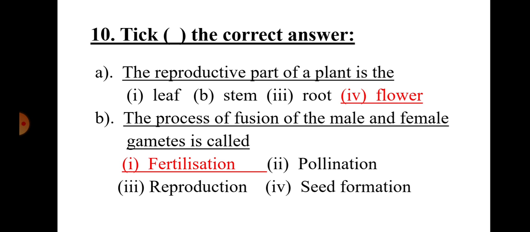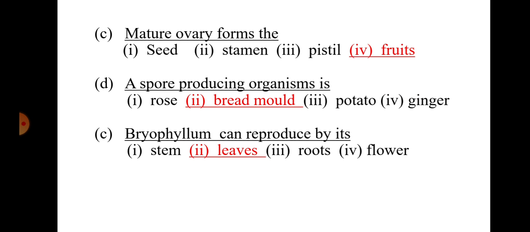Okay. Then C, the mature ovary forms the: first one, seed; second one, stamen; third one, pistil; fourth one, fruits. The mature ovary forms the fruits. The fruit is the right answer.